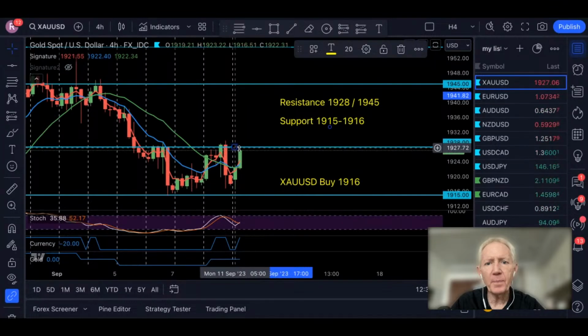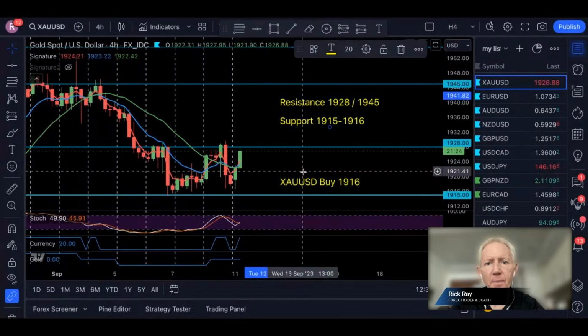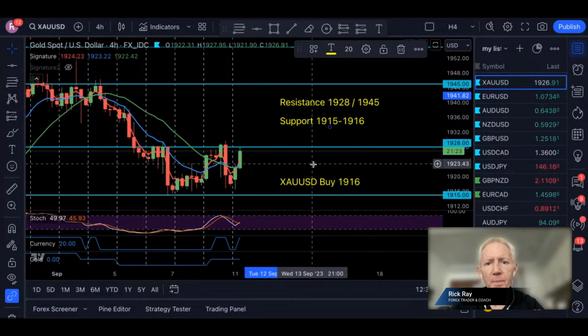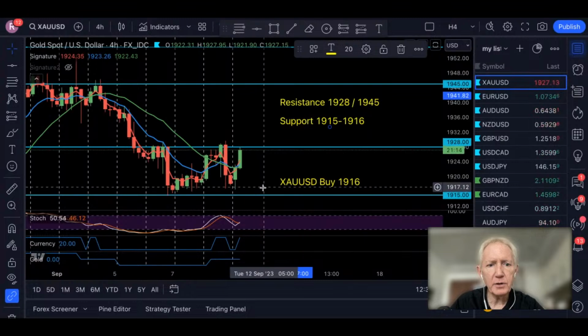So I expect to see the sellers jumping in here now, getting ready to start selling gold, and we'll see some range trading in here this week between 1915 and 1928. So it's actually a good place, if you want, to take a small sell trade here and let this come down during the day today.